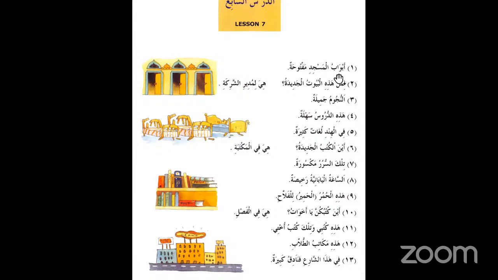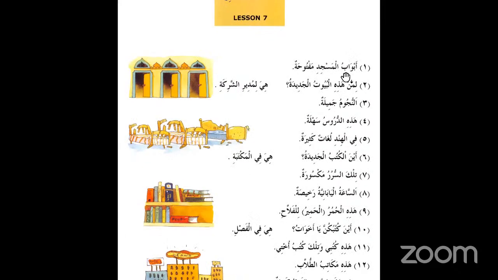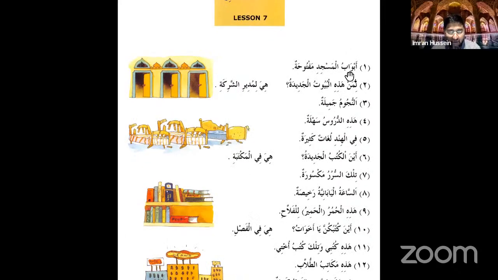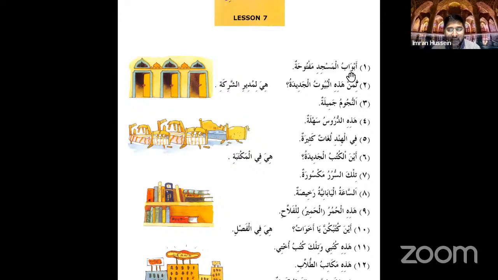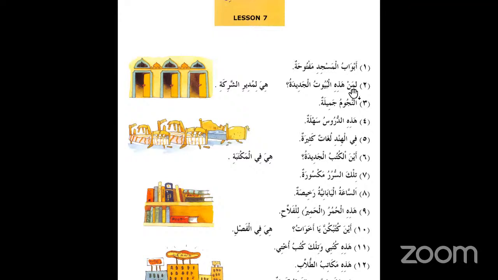These are irrational nouns. So abwab is an irrational noun, correct? Abwabul masjidi, what do we call it in Arabic? This is mudaf and mudaf ilayh. Correct. And it's coming as the doors of the mosque.